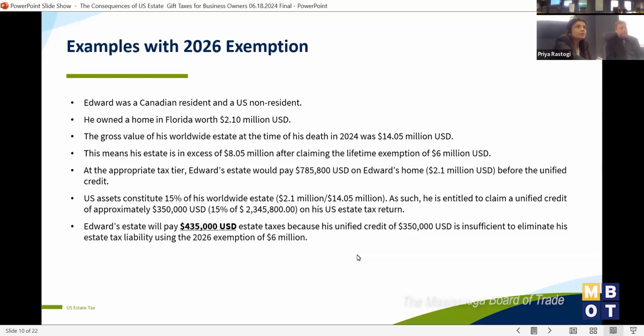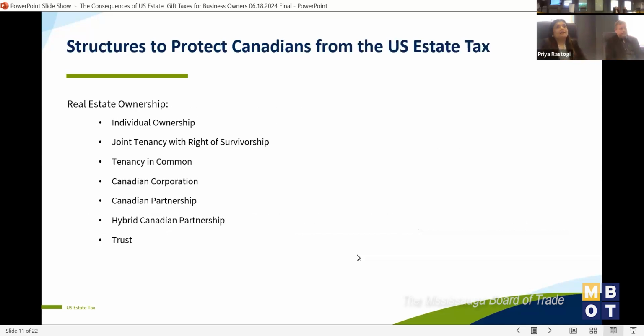So now, in the next few slides, we'll talk about these structures, how we can plan to protect our Canadians from having the US estate tax exposure. The first three bullets I'm talking about here are individual ownership, and how the planning should be done for individual ownership in real estate so that you are not paying double tax on it.